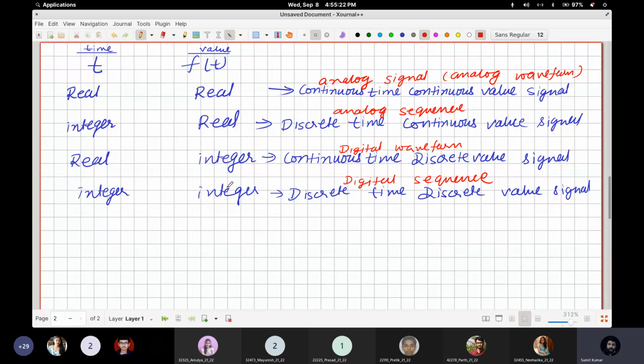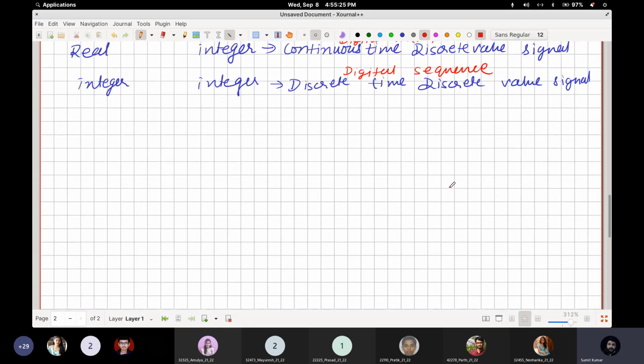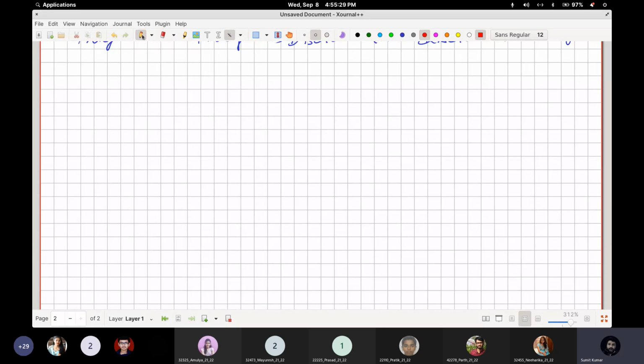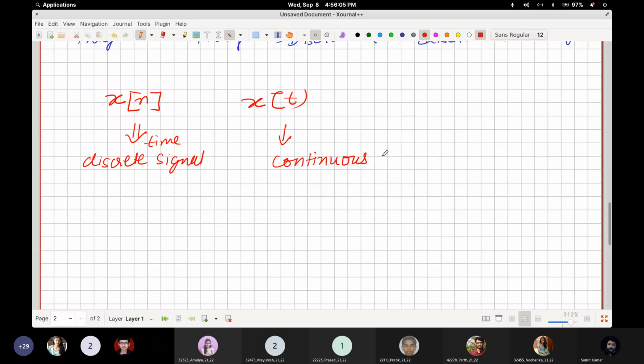So either we will be dealing with waveform or we will be dealing with sequence. You have to understand it like this. Either we will have a function that we will represent like x of n under square brackets, or we will have a function which we are going to represent as x of t. Is this clear? So this we will simply call a discrete signal, or discrete time signal. And this we will call a continuous time signal. Okay, and we will be dealing with both of them.